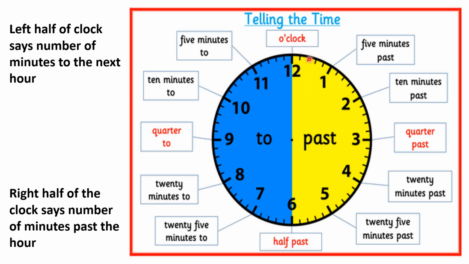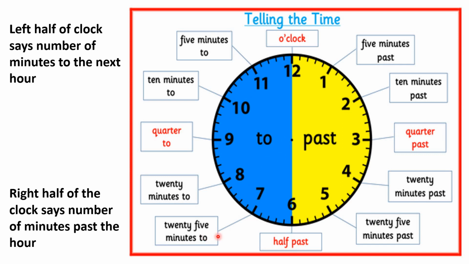We have studied that when the minute hand points to 12, it is o'clock. When it points to 1, it is 5 minutes past. Same way, when it points to 2, 10 minutes past. When it points to 3, quarter past or 15 minutes. 4, 20 minutes past. 5, 25 minutes past. 6, half past or 30 minutes past.